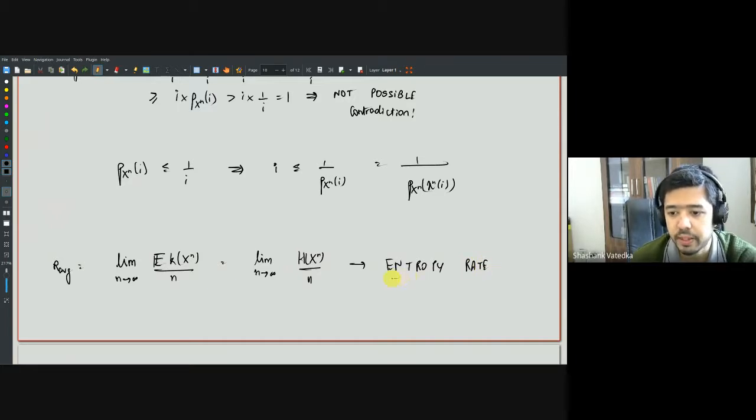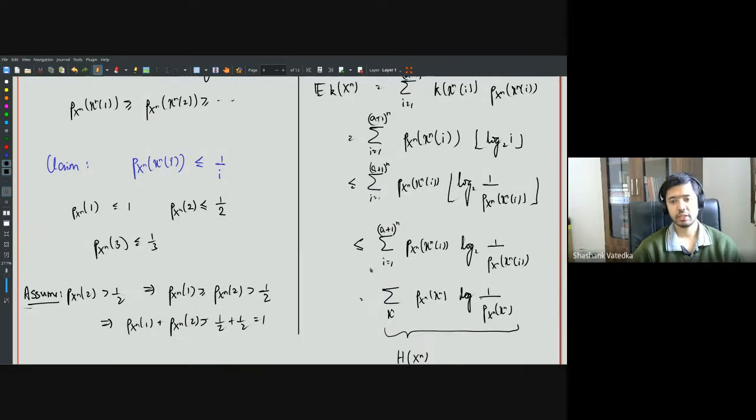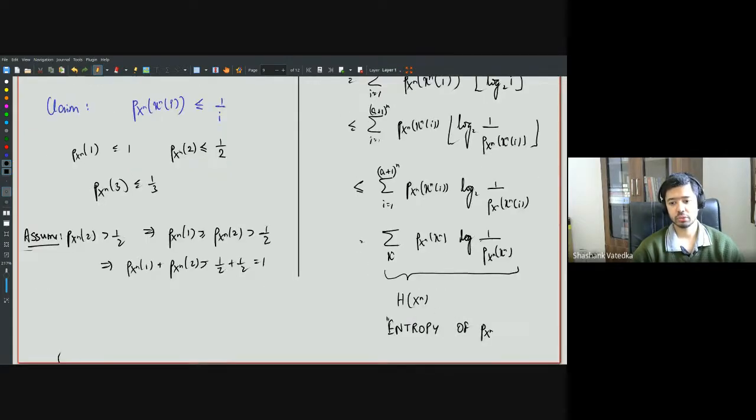Right? So if this limit exists, then it's called the entropy rate. And note that we made absolutely no assumptions on the source sequence. It could be IID, it could be a Markov chain, it could be stationary, it could be ergodic. It doesn't matter. But you can always construct, in principle, theoretically, a compressor for which the expected length is close to the entropy of the source sequence. It is no larger than the entropy of Xn.